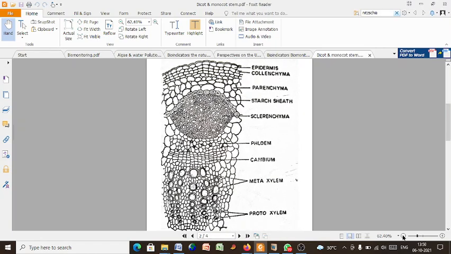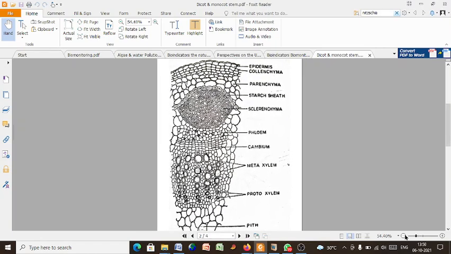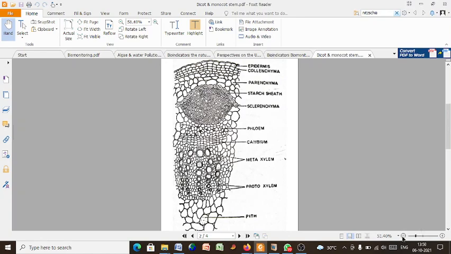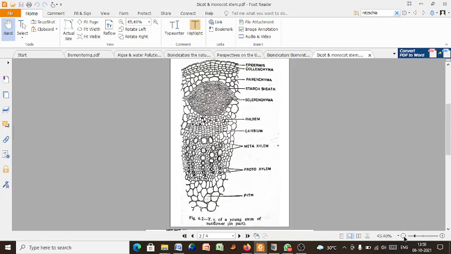after a proper sectioning and staining also. This is a transverse section, or TS, of a stem of a sunflower. Here, as I already mentioned, the outermost layer is the epidermis, then the collenchyma, then parenchyma. This is the starch sheath layer, then the sclerenchyma.